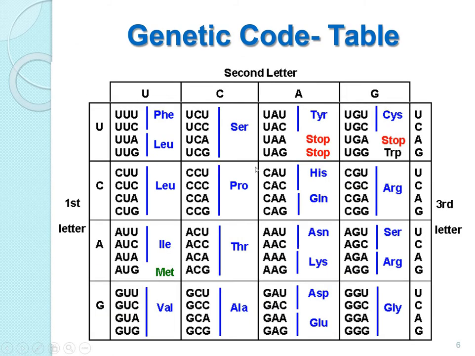Okay, there is a table of the genetic code. This is the first codon letter, G A C U or U C A G, then U C A G for the second, and U C A G for the third letter. The combination of these 3 letters gives 64 codons, in which AUG is the initiation codon for methionine, and UAA, UAG, or UGA are the stop codons.